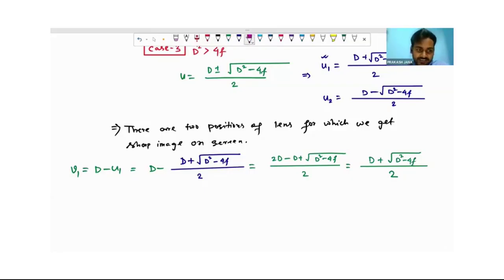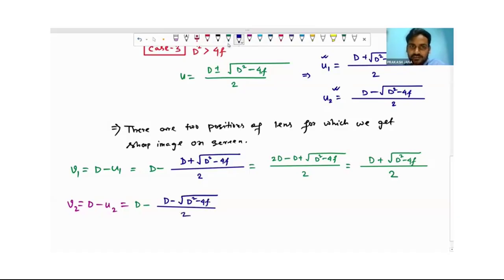Similarly, we will calculate v2, the image distance when the object distance is u1. Sorry, it is not u1, it is u2. So d minus u2. Now we'll put the value of u2 here, that is d minus root of d squared minus 4f, by 2.